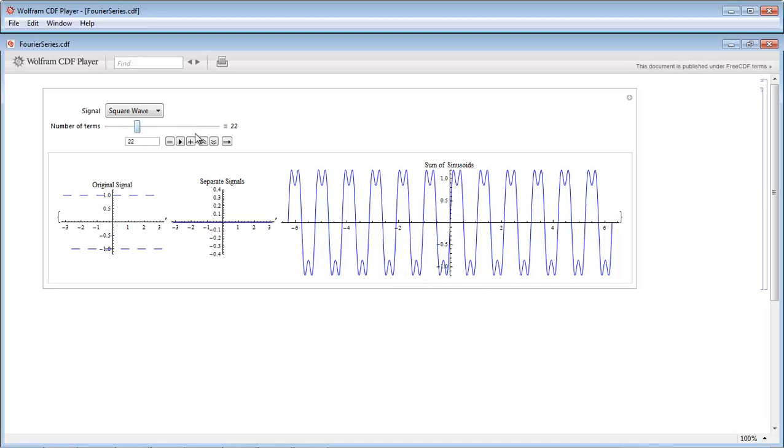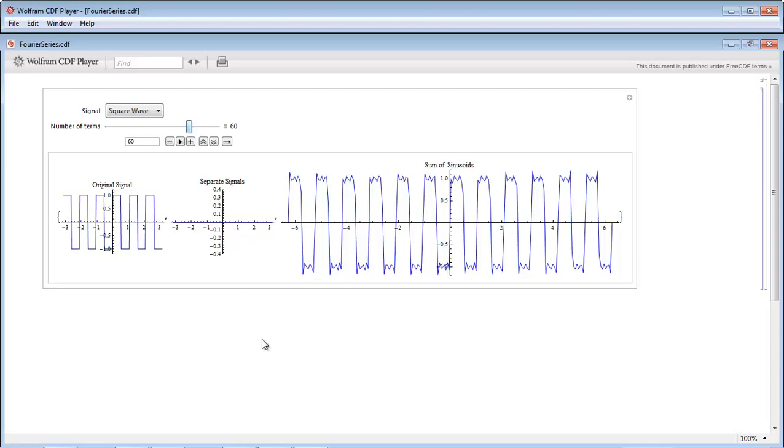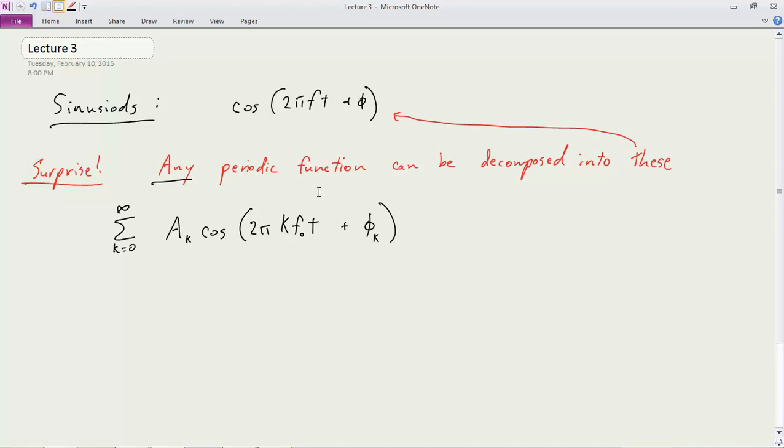But if we went up here, and it's rendering. Okay, so it starts looking a little better. But we're using 60 terms in this sum. All right, any questions about that? We'll get back to the math.